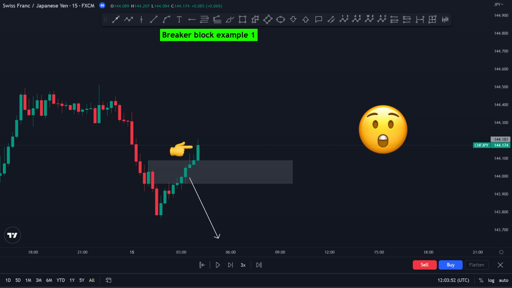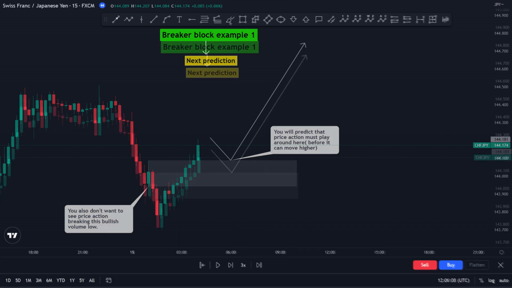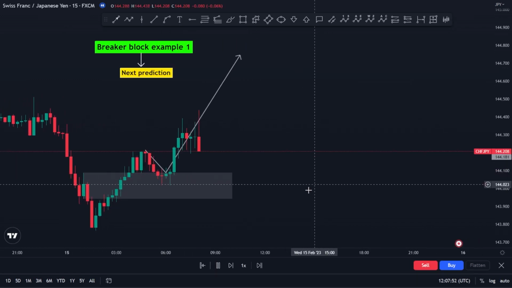So what happens next? On your next prediction, after price action has broken the previous order block, you will predict that price will try to retest the breaker block and push higher again. And also, price should not trade below the bullish candle's low. Now you will see that price still respects the zone and then pushes higher.